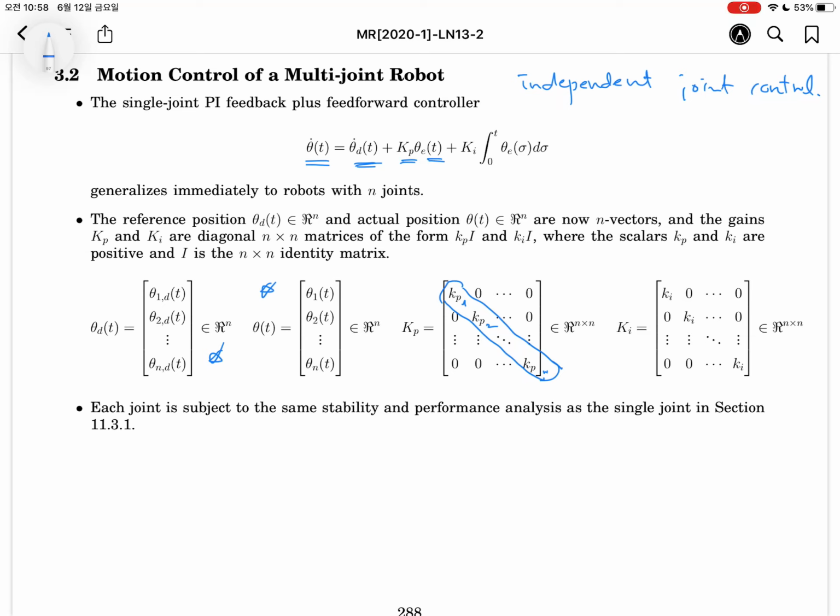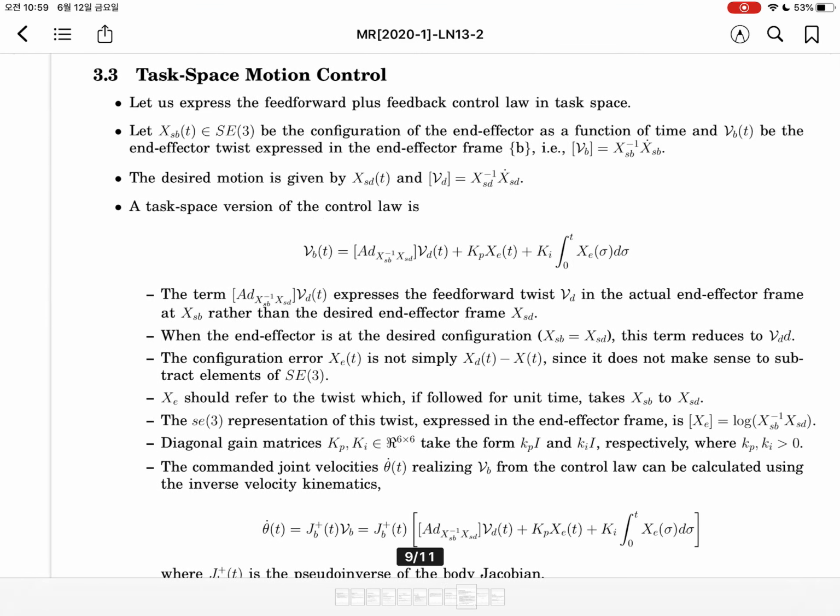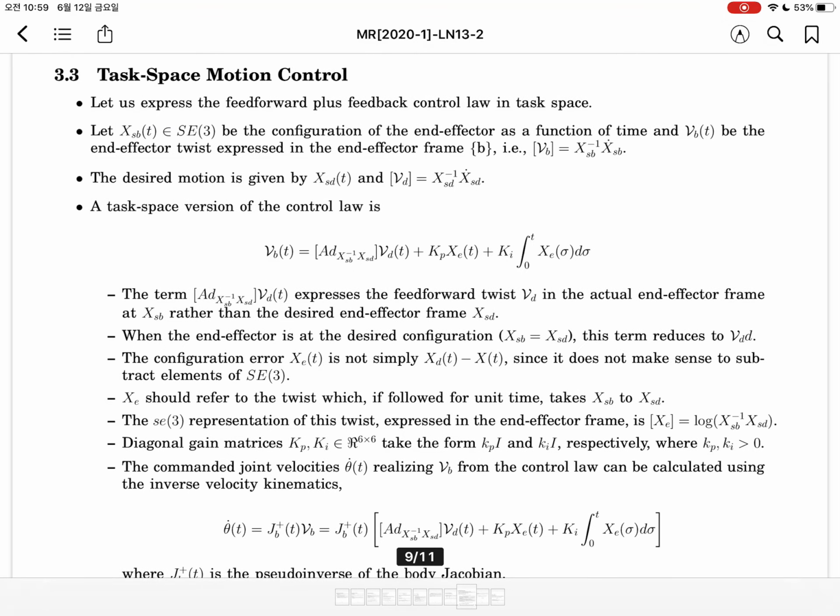Maybe you know that theta E implies the error vector, and then the integral is also a vector, and the Ki will be a diagonal matrix. Like this, the single joint concept is extended to multiple joints.